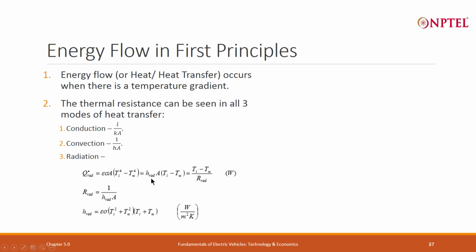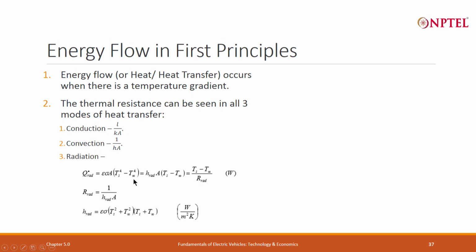How has that come? A square minus B square is nothing but (A plus B)(A minus B). Similarly, you can put (Ts square) whole square minus (T infinity square) whole square. That will become (Ts square plus T infinity square) into (Ts square minus T infinity square), and then you further make it (Ts minus T infinity) into (Ts plus T infinity).